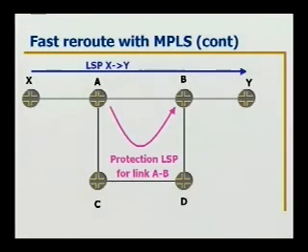So let's look at the following example. We have the LSP XY, and this LSP is crossing the link AB. The link AB is the weakest link, and we want to protect against failure of the link AB. So we're going to construct a protection LSP, a pink LSP, going around the link AB through the nodes ACDB.